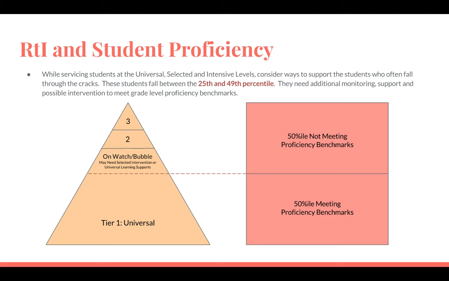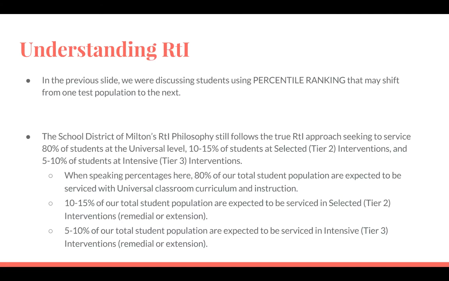So some of you may be wondering, do we expect 50% of our students to receive selected or intensive interventions if we are setting our line at the 50th percentile? No. In the previous slide, we were discussing students using percentile ranking that may shift from one test population to the next. The School District of Milton's RTI philosophy still follows the true RTI approach, seeking to service 80% of students at the universal level, 10 to 15% of students at the selected Tier 2 interventions, and 5 to 10% of students at intensive Tier 3 interventions.